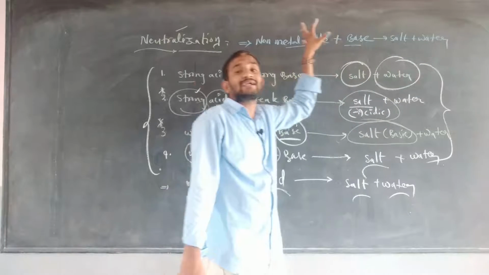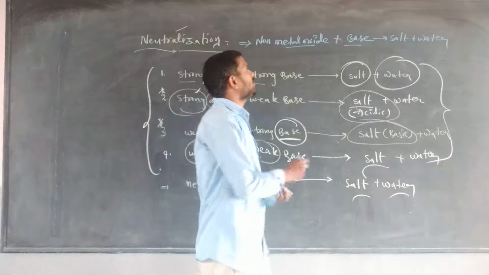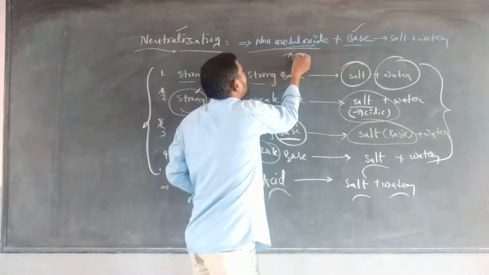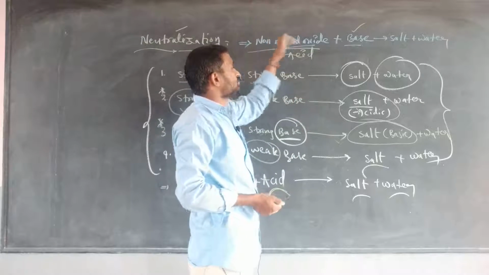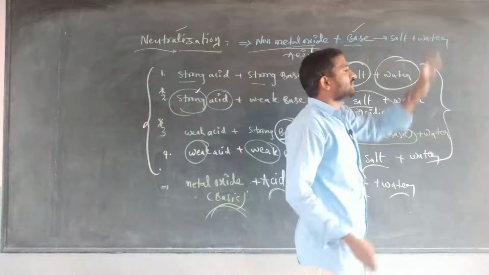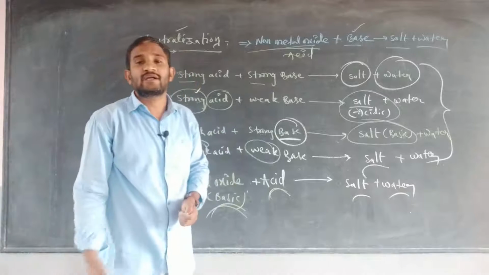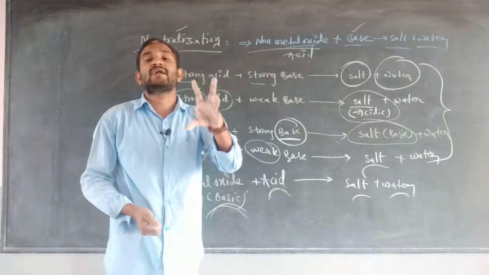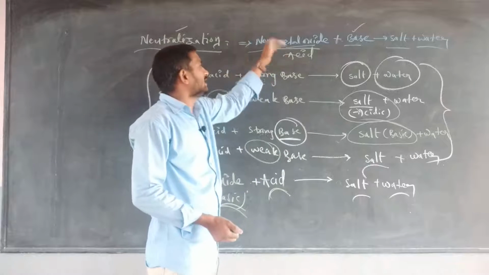The reactants should be only an acid and a base. That means one base is already there, so the non-metal oxide should become an acid. Acid and base both react, forming the compounds salt plus water.